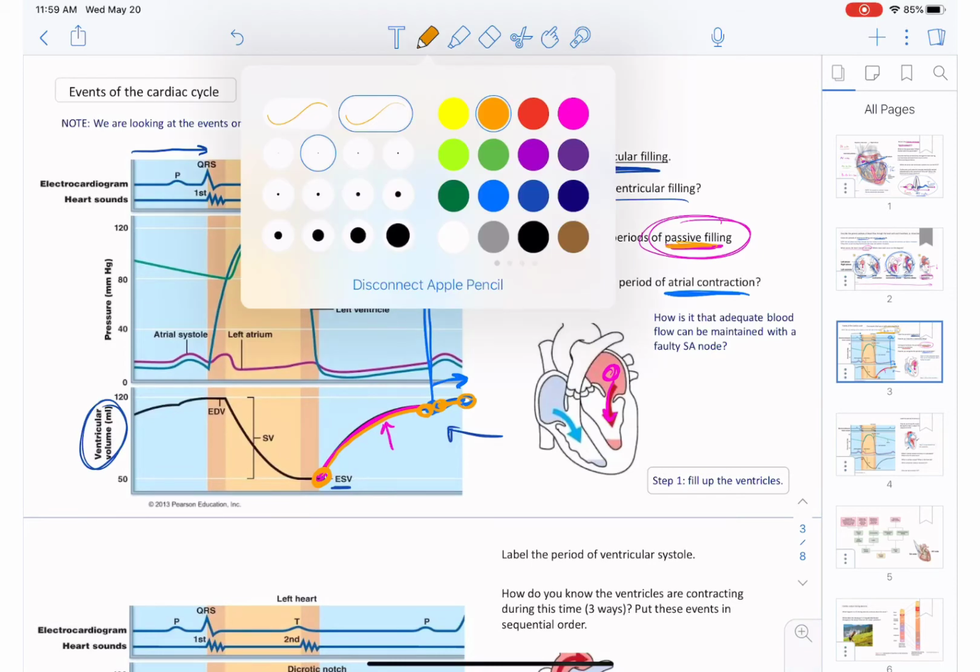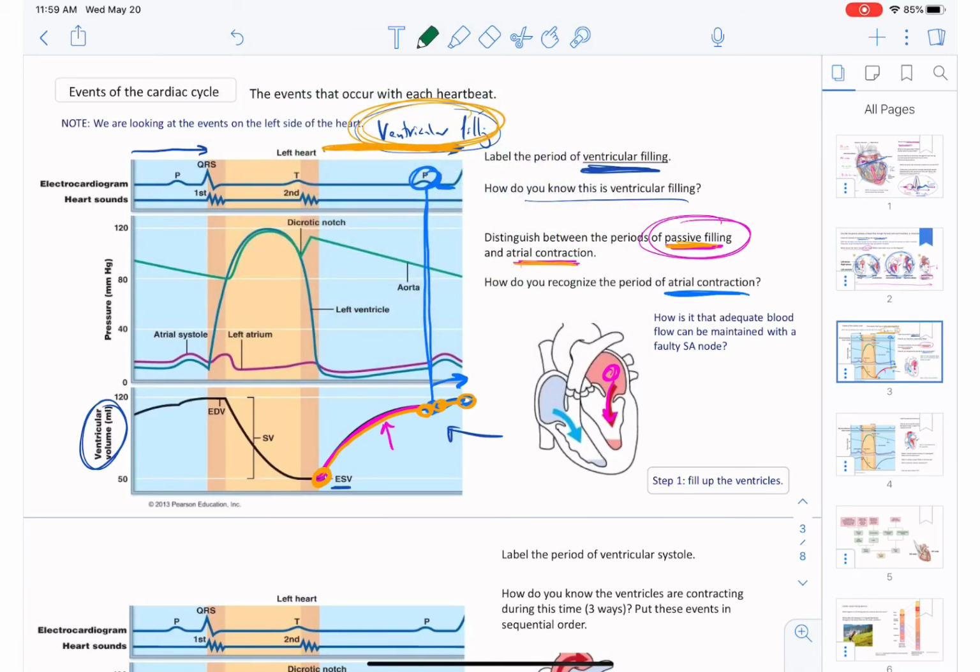Now, a question I want to pose to you guys is that if you have a faulty SA node, what does that mean with regards to the events of the cardiac cycle? What's not going to be happening if you have a faulty SA node? Well, if you have a faulty SA node, then you're not going to get atrial depolarization, which means that this P wave is going to be absent. But if people have a faulty SA node, then the AV node takes over and they're still able to maintain adequate cardiac output.